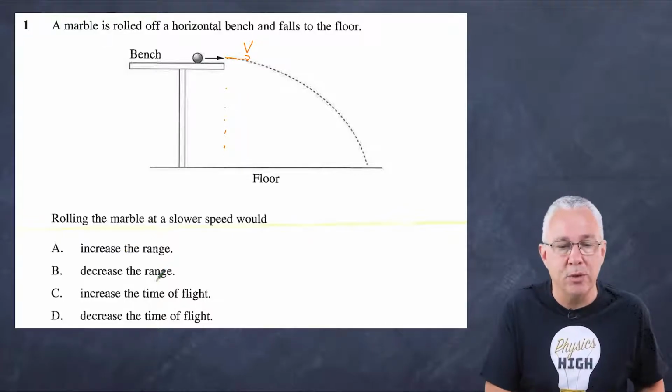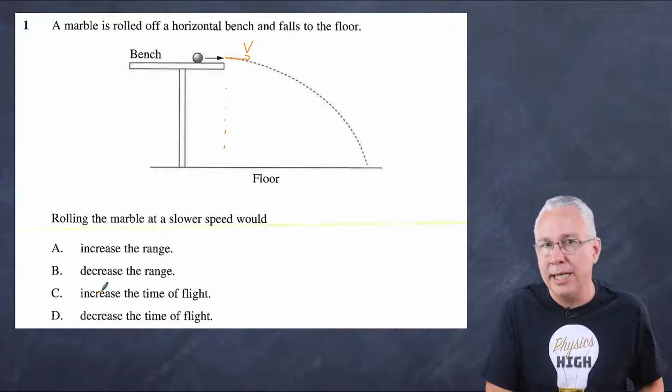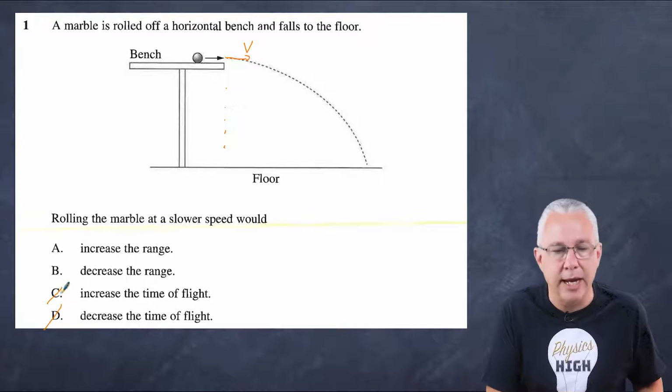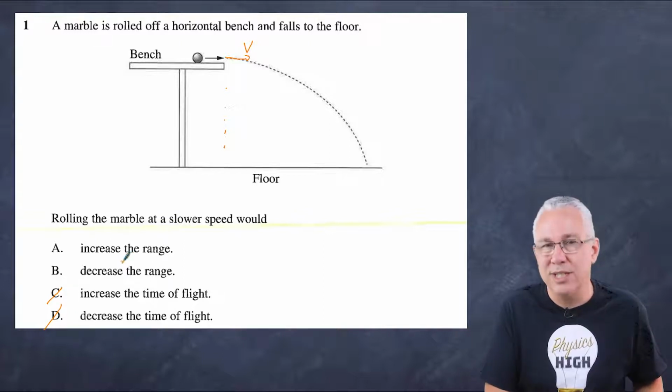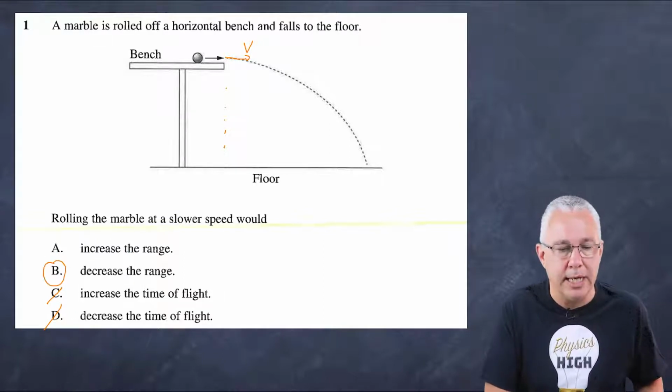So as a result, when we look at the time of flight, you can see it talks about an increasing time of flight or a decreasing time of flight. It's the same time, so we know those are incorrect. The only thing that can result, of course, is a decrease in range, so B is our answer.